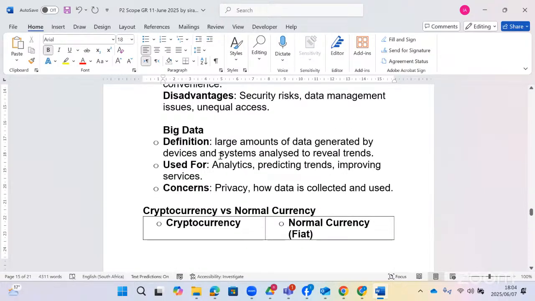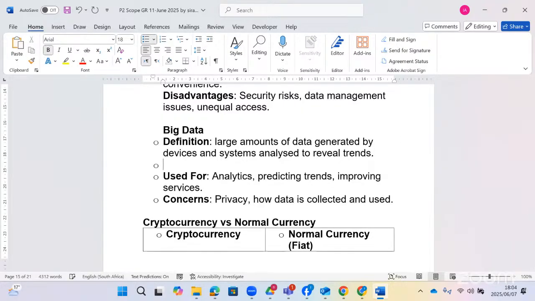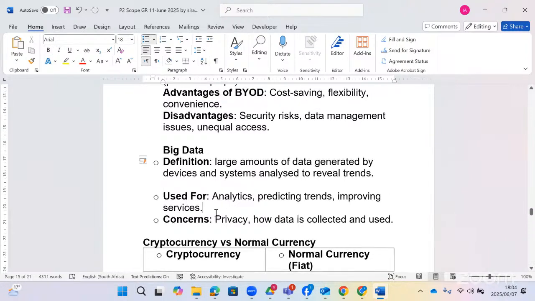When we talk about big data, we mean large amounts of data sets generated that can be reviewed or analyzed to get some trends. There are certain large data sets available that you can use to analyze so that you can make predictions. We call them big data. Now they are used for analytics, predicting trends, and improving services. So even companies can use that, even Pick and Pay.